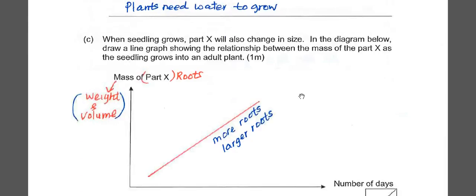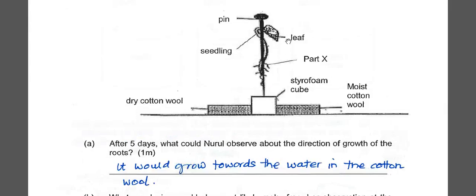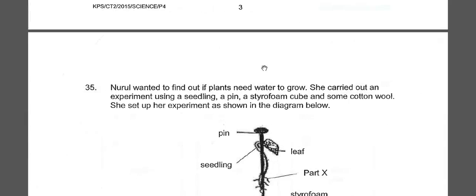Now, over here, when the seedling grows, part X changes its size. What is part X? Part X, let's take a look. It means the roots. When this whole thing grows, this one will have its size bigger in terms of volume, in terms of the size. It means there are more roots. It could be heavier and it occupies more space. That's what it means.